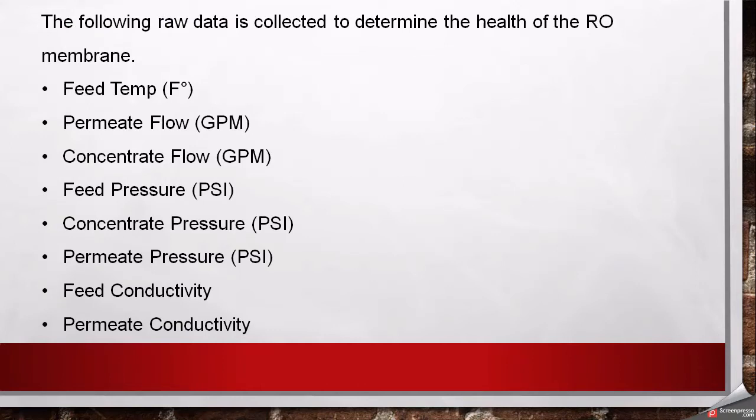When we are operating the reverse osmosis, we normally collect the following data regarding the RO membrane and operation: feed temperature, permeate flow, concentrate flow, feed pressure, concentrate pressure, permeate pressure, and feed and permeate conductivity. These data we normally gather, write down from time to time, and then analyze. Based on these data, we normalize the different parameters in the reverse osmosis membrane.